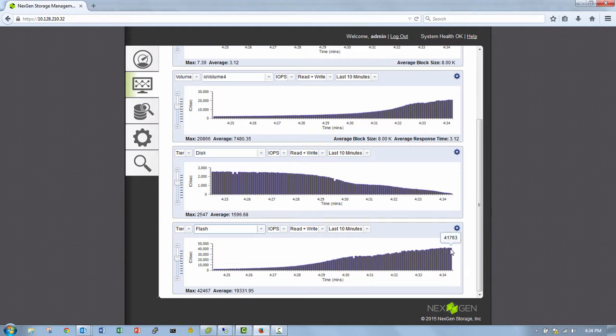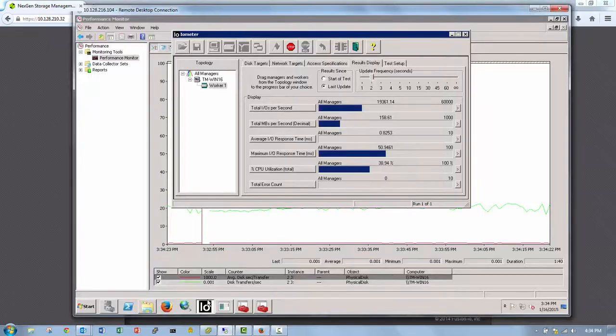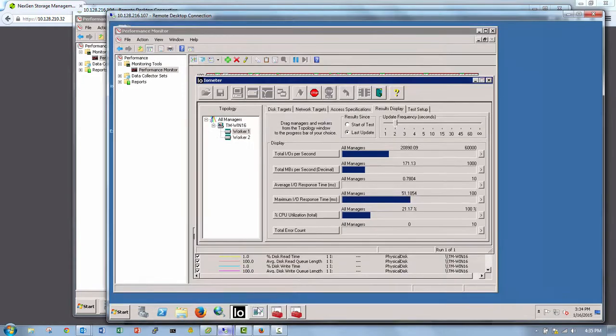One last check on the Windows VMs, and we see that both are now operating at over 20,000 IOPS each. This represents a 15x performance increase over where the volumes were before. And the only thing we had to do was change the QoS policy on the volume to mission critical, and the N5 did the rest.